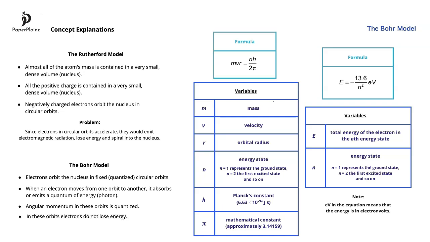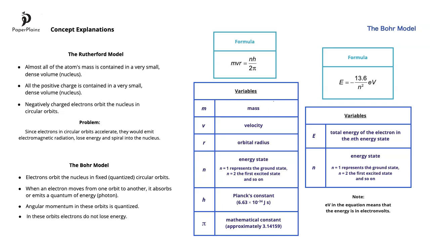Let's add that eV at the end of this formula shows that the given energy value is in electron volts and not in joules. As we saw earlier when learning about energy levels, the energy of an electron that is bound to an atom is negative.